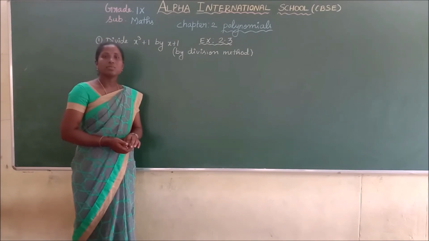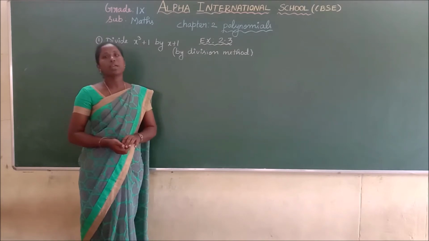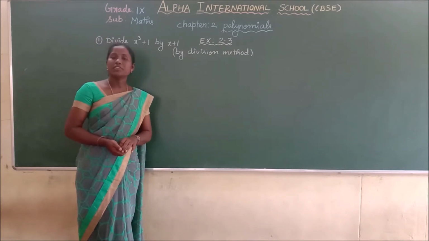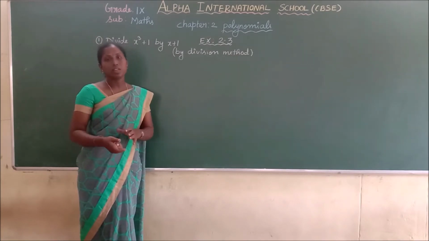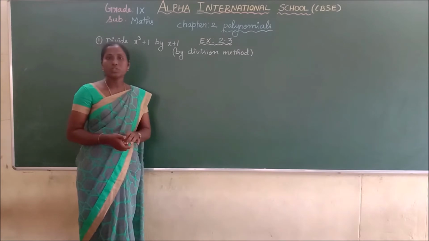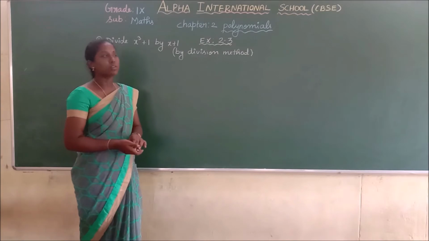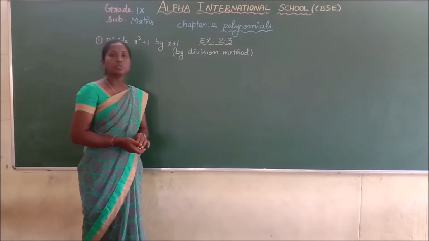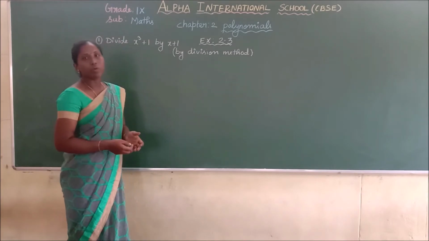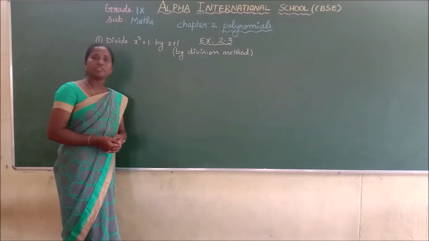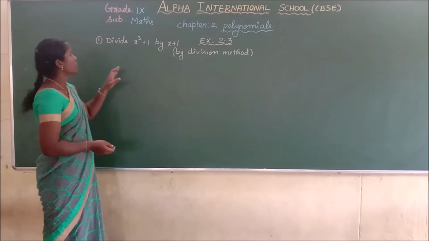In our last class, we discussed the remainder theorem, how to divide a polynomial by another polynomial using the division method, how to find the quotient and remainder, and the relation between dividend, divisor, quotient and remainder. Today, we are going to solve problems from exercise 2.3 based on the remainder theorem. We are going to divide a polynomial by another polynomial using the division method and find the quotient and remainder. Look at the first problem.